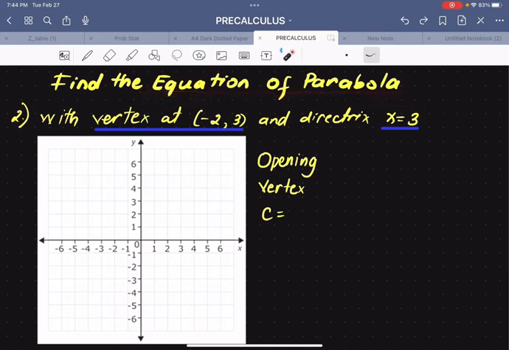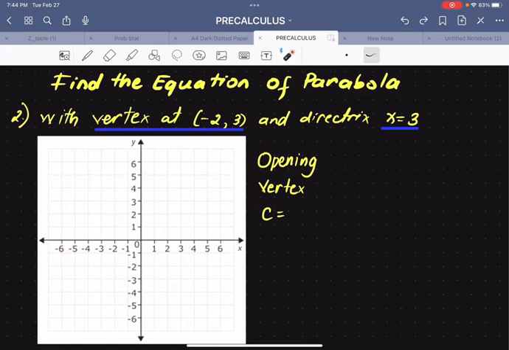So, example number 2, with vertex at negative 2, 3, and directrix x is equal to 2. Okay? So, in finding the equation of the parabola, always determine the opening, vertex, and the value of c. We need to determine the opening of the parabola so that we can identify what formula we're going to use in finding the equation of the parabola. And the vertex for the h, k and the value of c, or the length of the focal length.